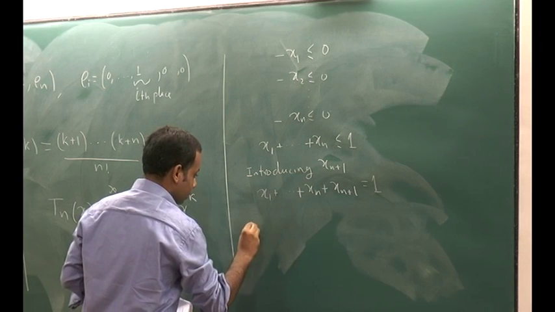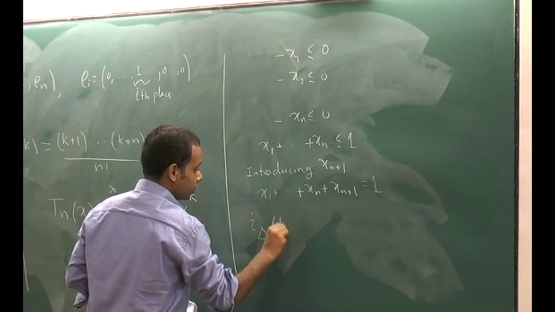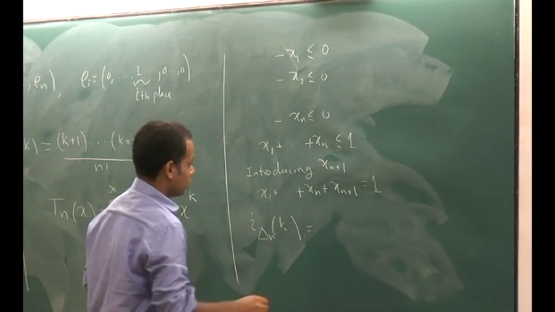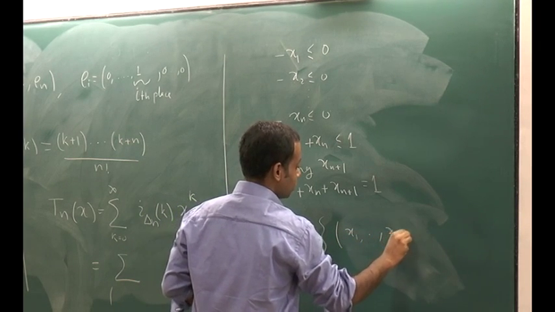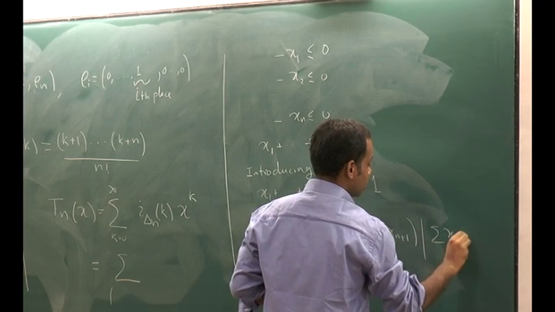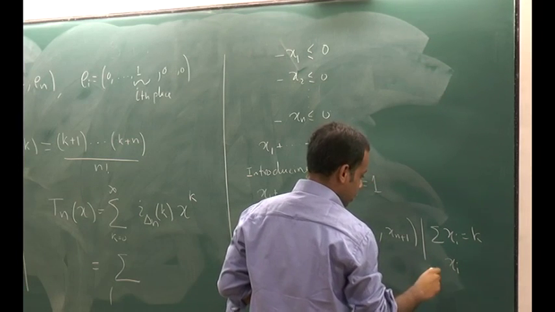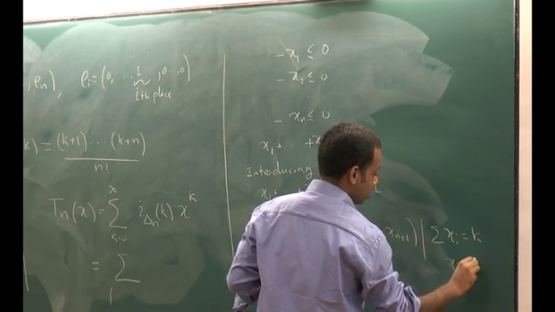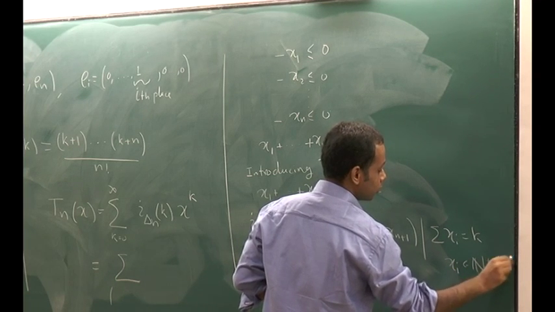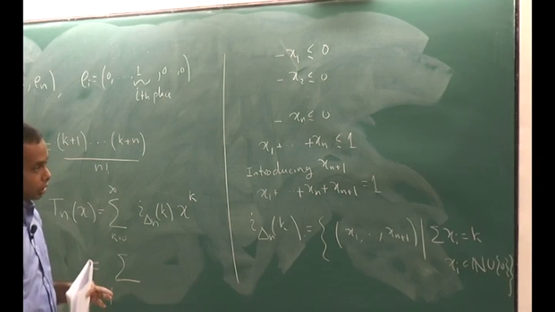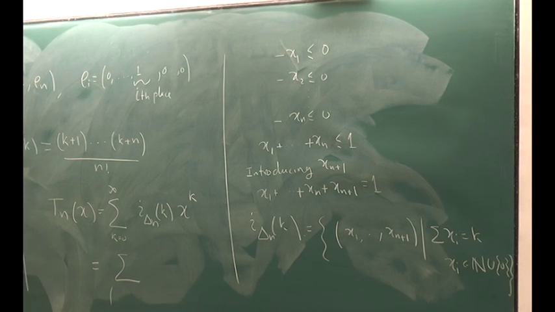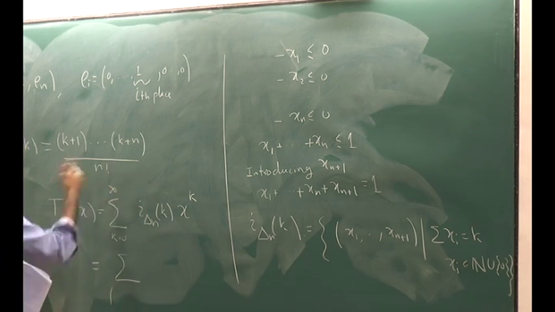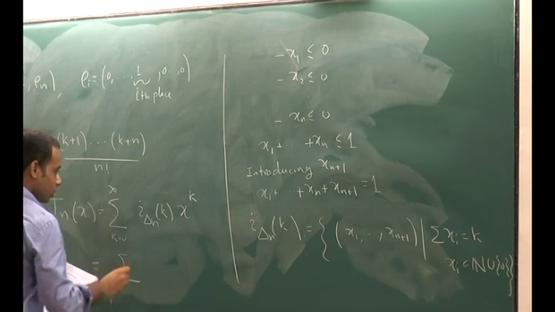So the number of integral points in k delta n intersection Z n, so the cardinality of I delta n of k, is equal to the number of x1 to x n plus 1 such that the summation of xi is equal to k and xi belong to the natural numbers union 0. Okay. So this basically counts the number of partitions of k having at most n plus 1 parts. Right.